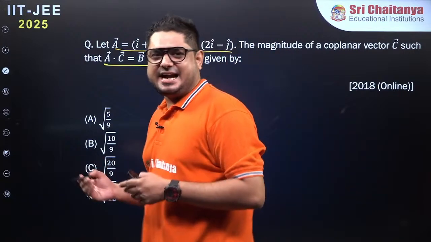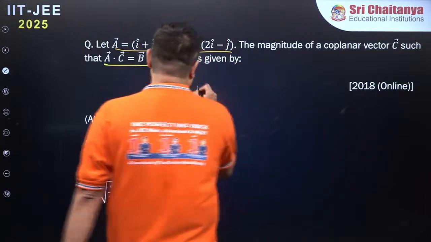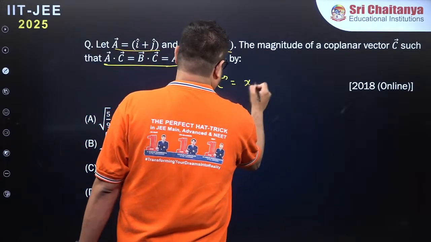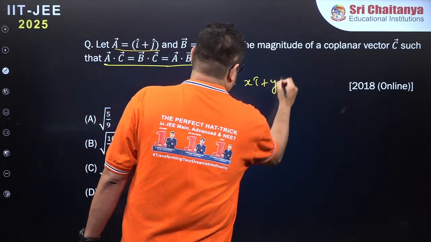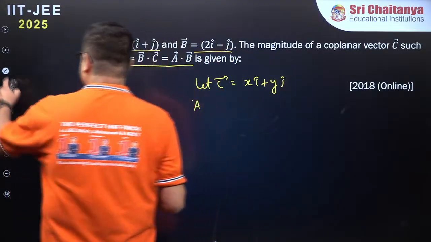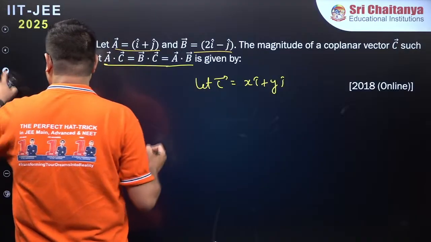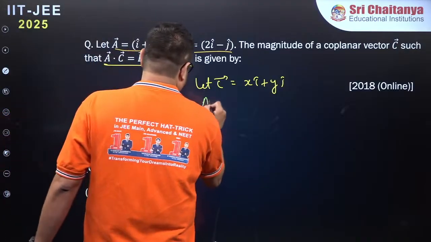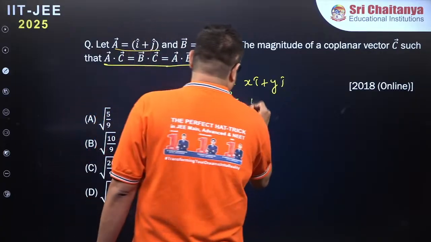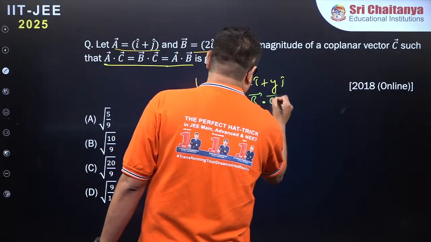So if I say that let C vector over here be equivalent to, let's try to write it down as xi cap plus yj cap. So let's try to follow the condition. We will try to follow the first condition over here. The first condition, what is being given? That is, A dot C vector, where dot means the dot product, is equal to B dot C vector.